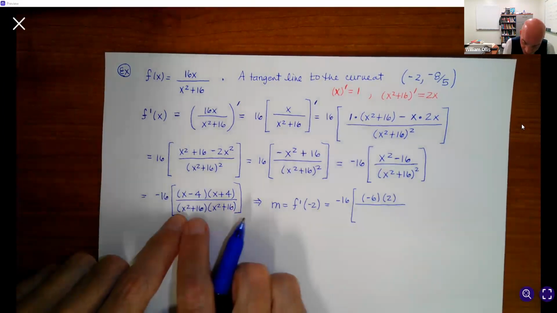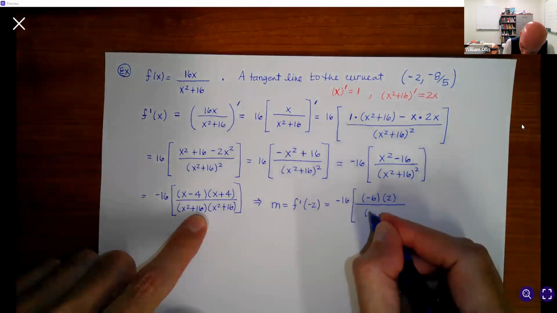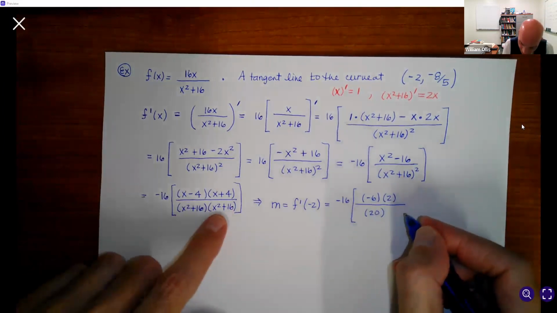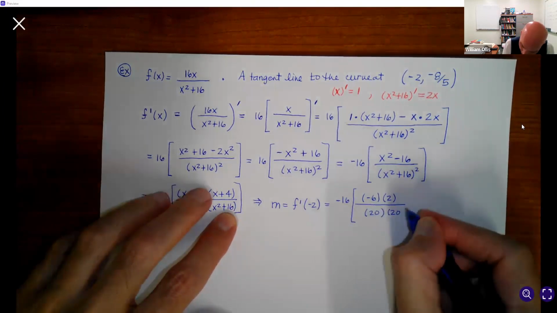And then here we've got -2. So that's a 4 plus a 16. So that's a 20. And same here, a 4 plus a 16, which is a 20.